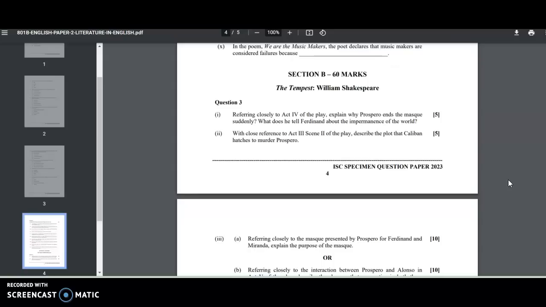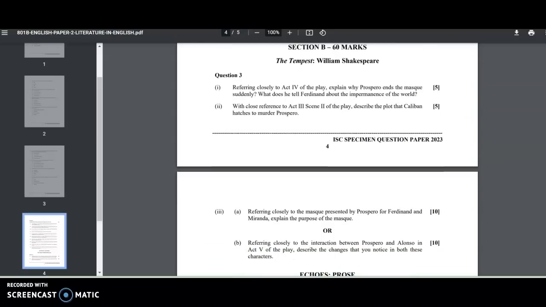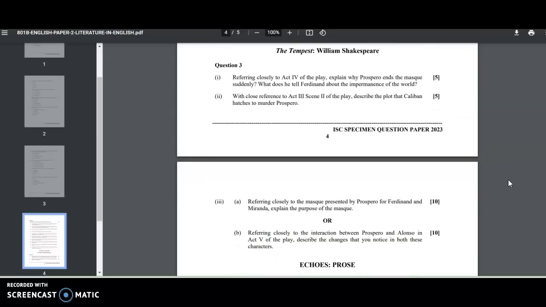The first part is of 5 marks, the second part of 5 marks, and the third part has got 2 options. You have to attempt any one. It is of 10 marks. I'll tell you how to write this answer. Because it is of 10 marks, you need to include a lot of things so that you can score well in this part.